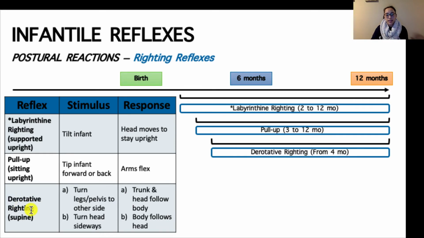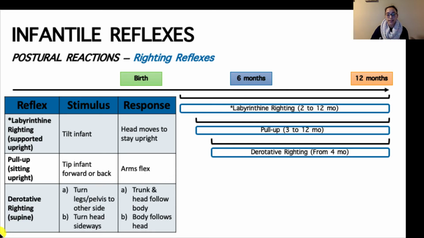The derotative righting reflex, the starting position is supine. For this one, we've got a couple different stimuli. If you turn the legs and pelvis to one side, the trunk and head will follow the body. If you turn the head sideways, the body follows the head. So you can see that the derotative righting reflex would be helpful in preparation for rolling over.